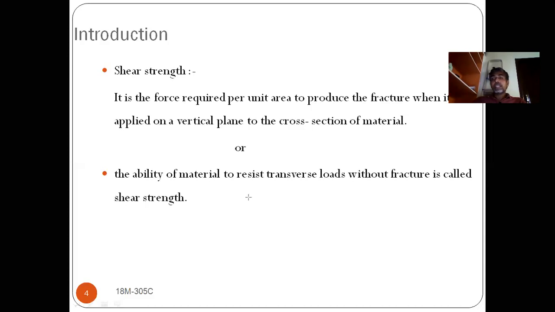So we can define it either way. You can write the first definition or the second definition; both give the same concept. What is the first definition? We will see it once again. The force required per unit area to produce a fracture when it is applied on a vertical plane to the cross-sectional area of the material.